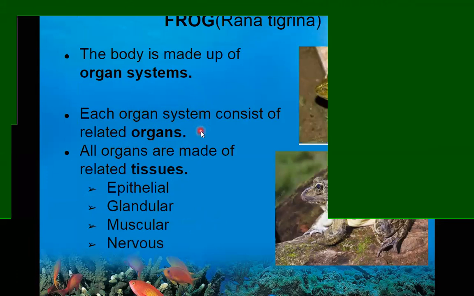So you can see the similarity in the different levels of the frog, and they are the same as in the human being. That is why the frog is taken as a dissection material in higher classes, so that the systems which are present inside the frog can be studied properly and can be related to human beings.